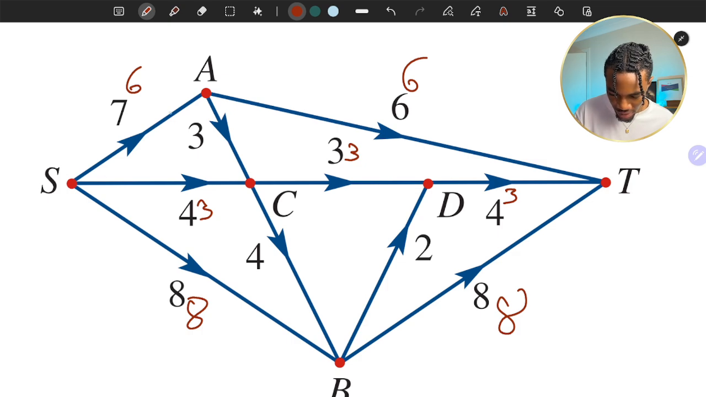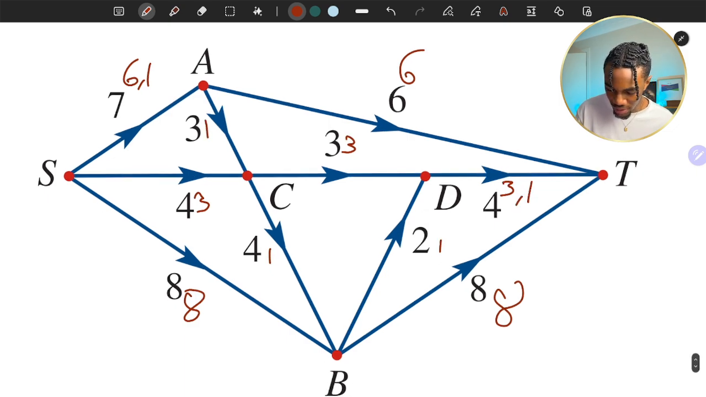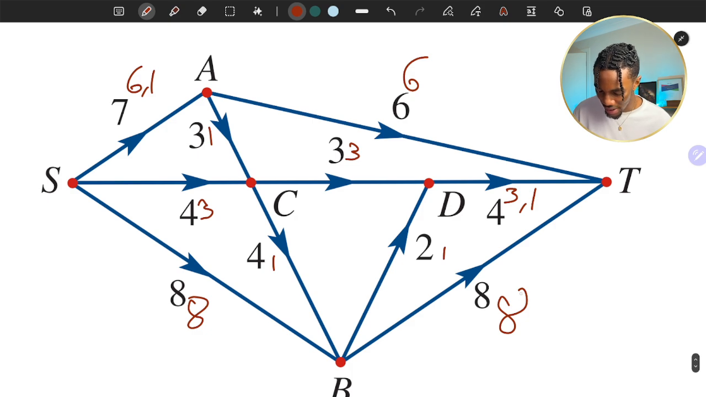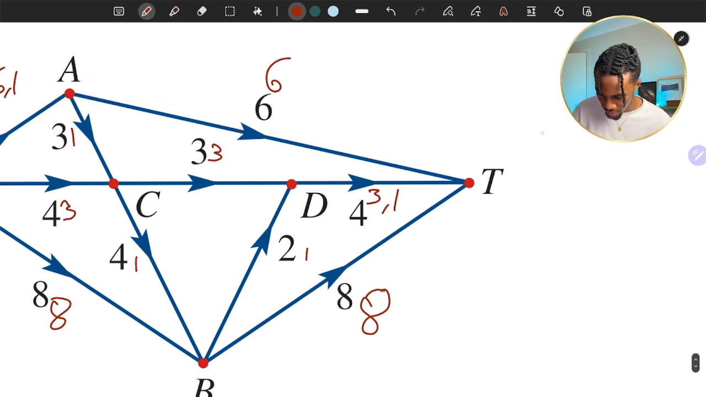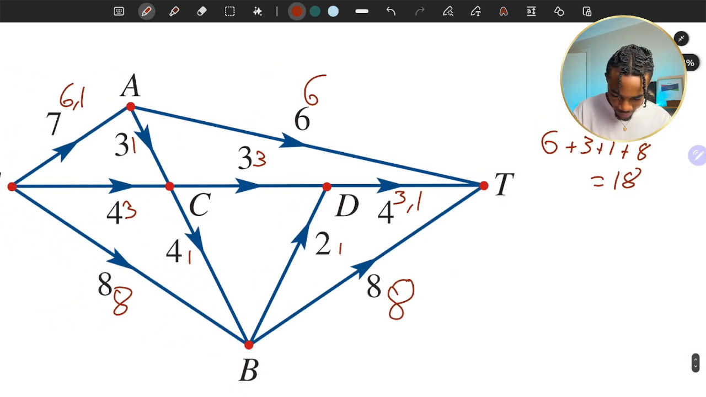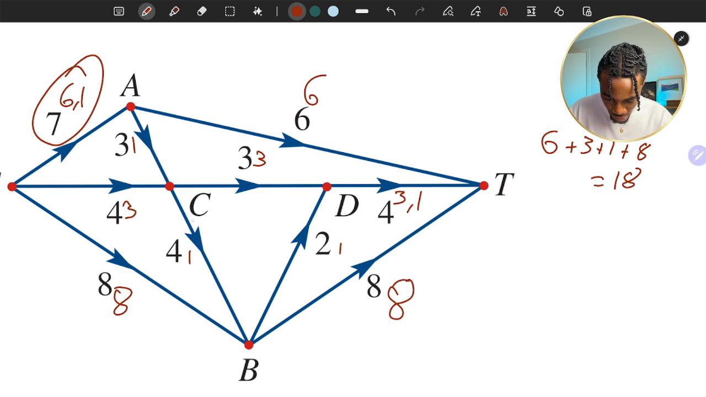And then the top one, how much more can we fit in here? We can fit 1 through here, 1 through here, 1 through here, 1 through here, and 1 through here. So our max flow is going to be 6 plus 3 plus 1 plus 8, plus 3 plus 1 plus 8, equals 18. And then you just scan to see if you can fit anything else in. This is full. So that's max flow.